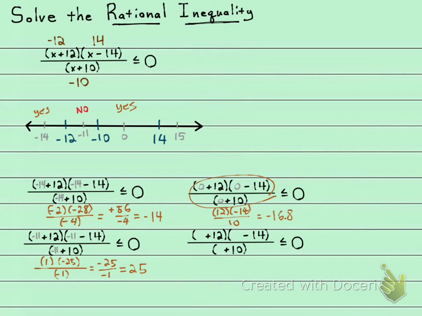And let's do the last one. The last test point is a positive 15. I'll put it everywhere I see an x. And I will get 15 plus 12. I think I can do that in my brain. That's 27. 15 minus 14 is 1 over 15 plus 10 is 25. And once again, the important thing here is: is it less than or equal to 0? This is going to be a positive number, so the answer is no. I'll just leave it as a fraction, 27 over 25.